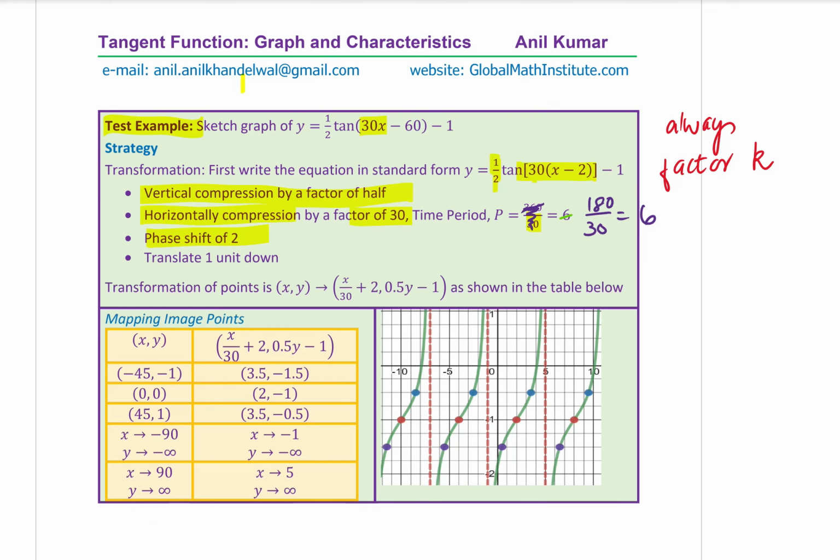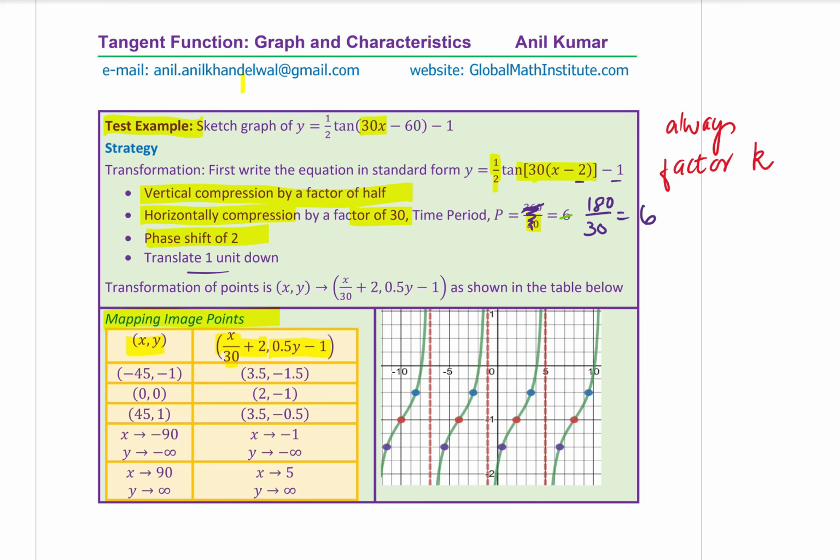Correct. Phase shift is 2 units as you can read, and it has been translated 1 unit down. Perfect. So that becomes the transformation. Now we'll consider the image mapping, correct? For the given diagram, we need to sketch these x, y points. The x values will get divided by 30, and then to the x values we are going to add 2, since that is a phase shift to the right. Y values will be half of the original minus 1. So you get your transformed function points.